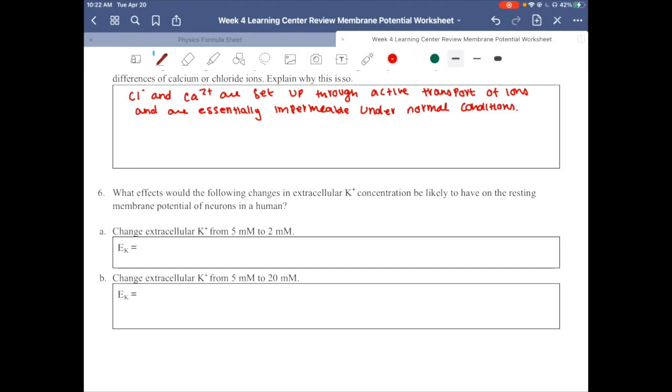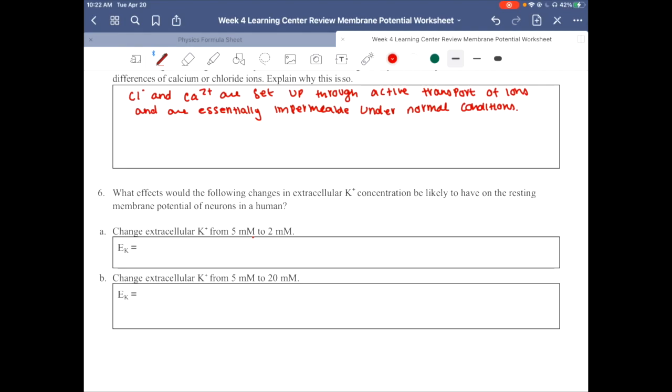All right, next we have questions similar to what we did last time, but instead of getting both numbers from the chart, we're going to get one of them from the question. It's saying change extracellular potassium from 5 millimolar to 2 millimolar. So we would take the 2 millimolar because that's the value they gave us, but then the 140 that we'll use at the bottom will be from the chart from the earlier pages.